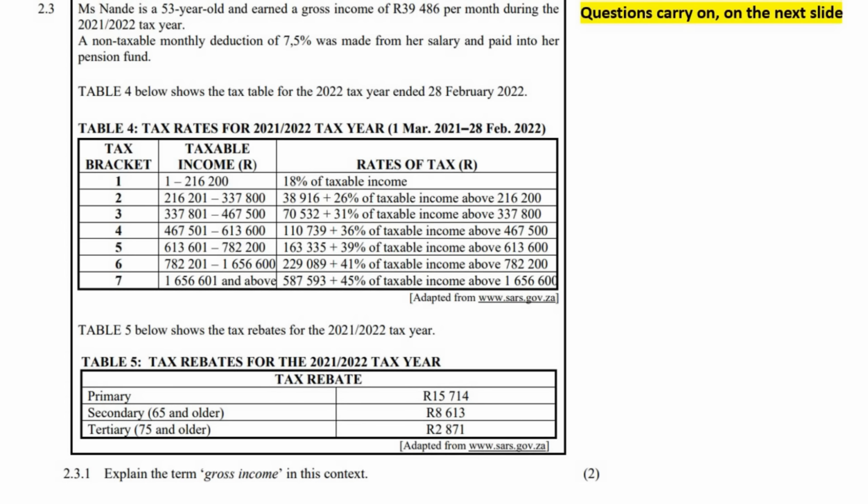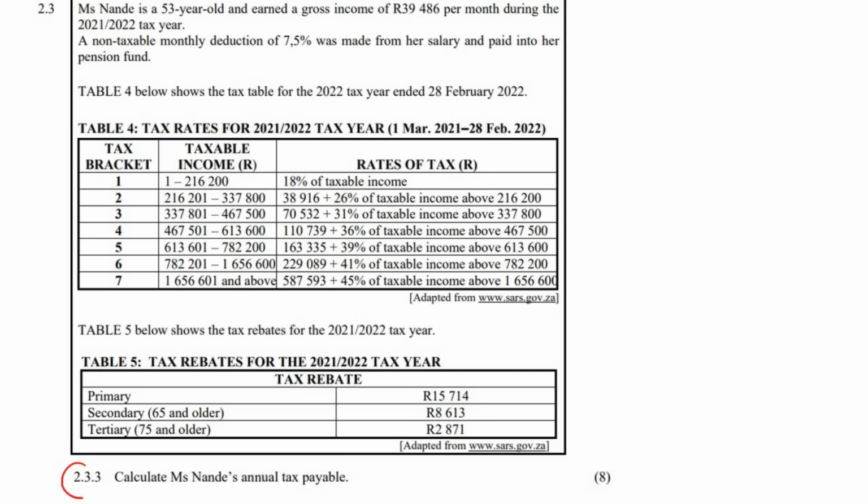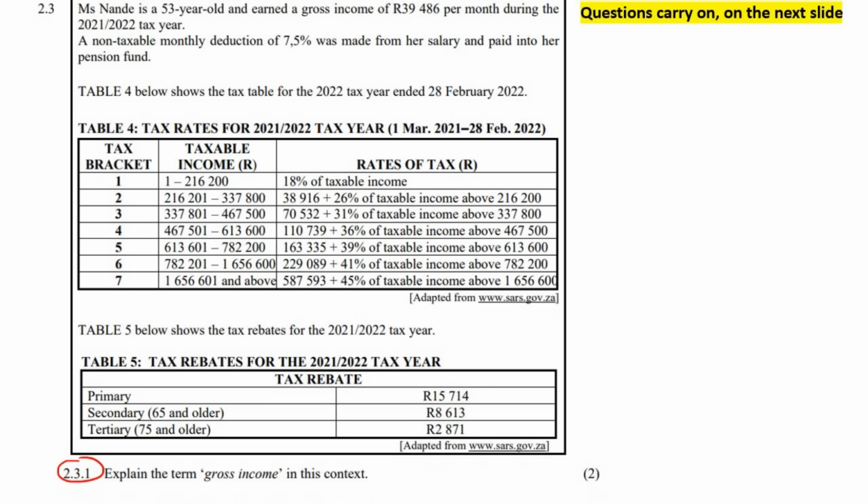So here we're going to be doing this question, and then we've got another question on the next page, and then there's a third question. Okay, so this one's all about tax. To be honest, I love these questions.